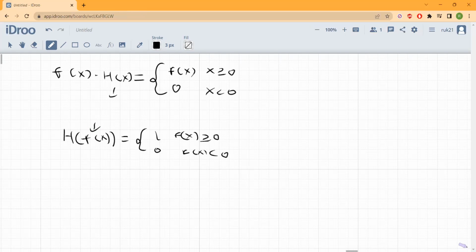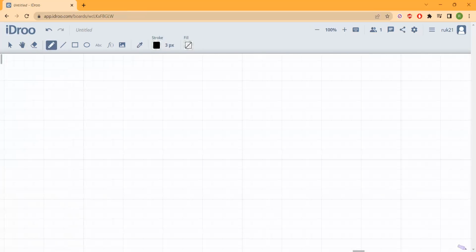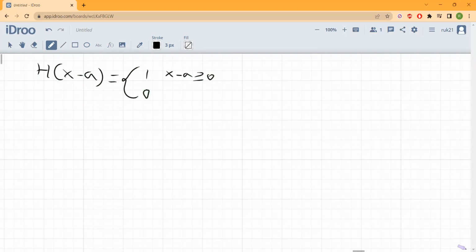Perfect. Now we're going to look at how the h of x function actually changes. So let's start with a relatively simple one. We have h of x minus a. h of x minus a is going to equal 1 when x minus a is greater or equal to 0, and 0 when x minus a is smaller than 0. The reason I'm doing this is that it's the same way you would do it for a piecewise defined function or an absolute value.